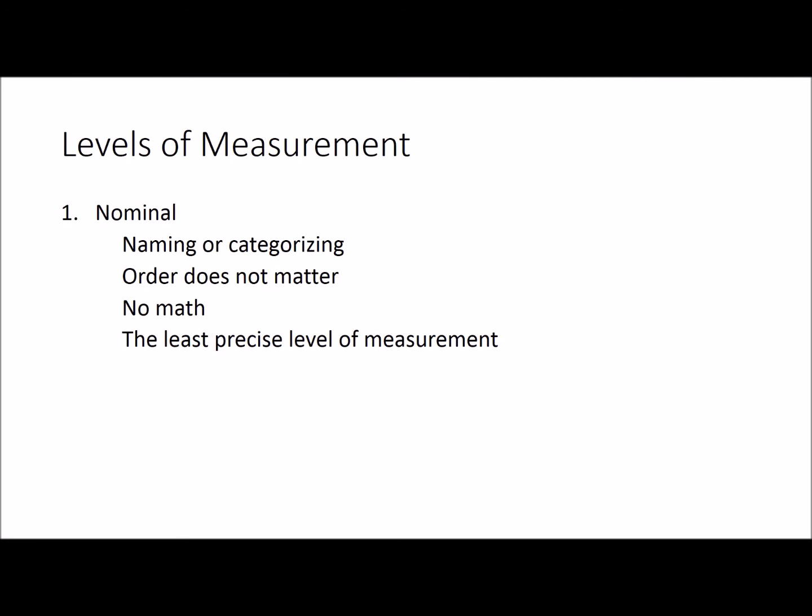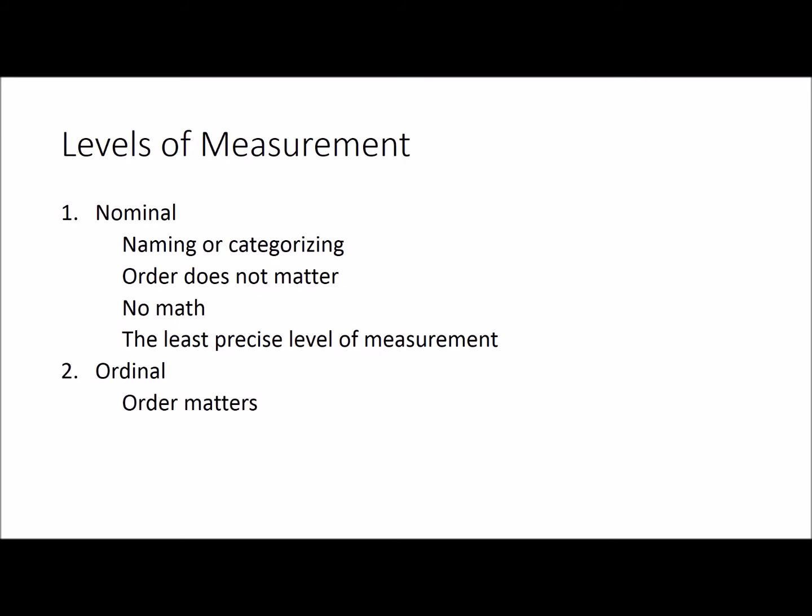For example, social security numbers. Those are a nominal level of measurement. You can place them in whatever order you want, it makes no difference. You could also add up everybody in the class's social security number and divide by 21, and no one cares. It means nothing to anyone. So nominal, the least precise. The next level of measurement, which is slightly more precise, is ordinal.